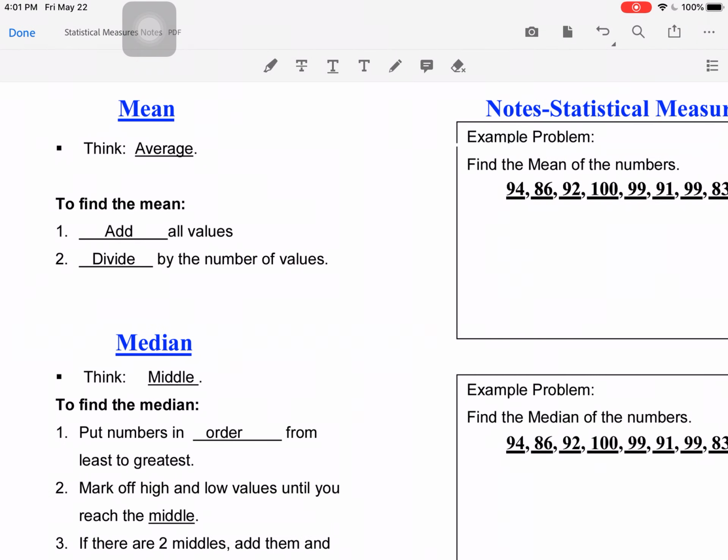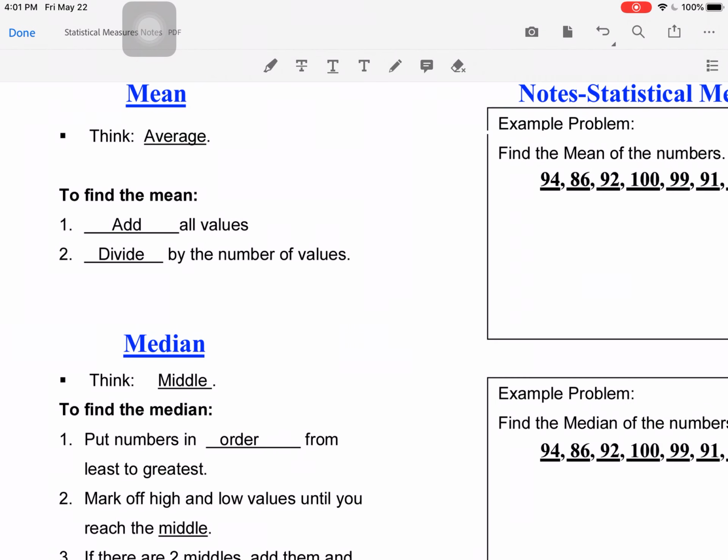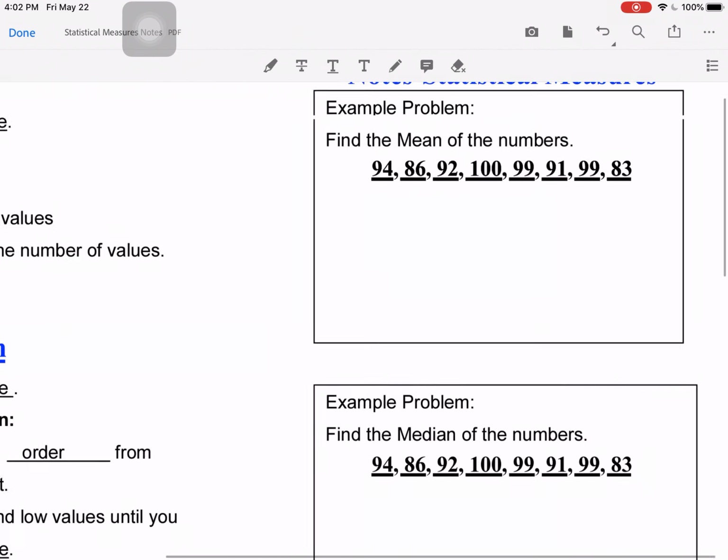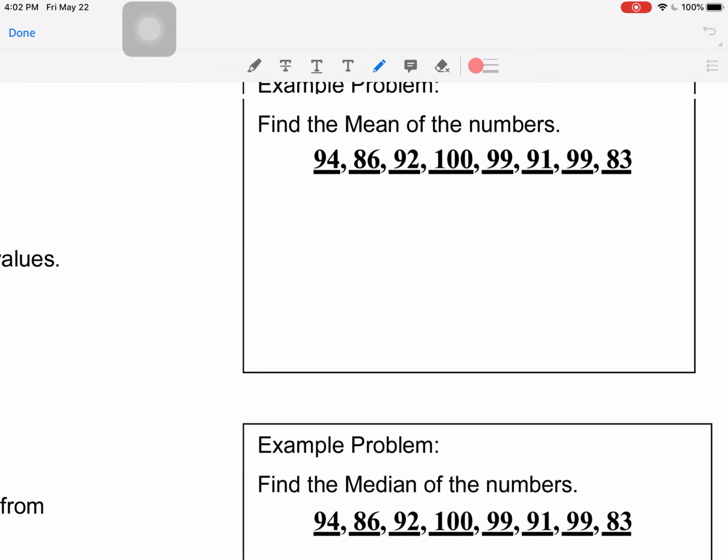Let's begin with the mean. The mean is an average. So when you hear mean, you think average. And the way we find the average is we add all the values and then we divide by the number of values. So let's look at our examples. It wants us to find the mean of the numbers. So the first thing that I'm going to do is add up all of these numbers.